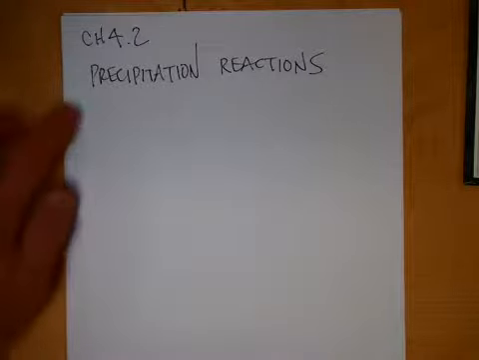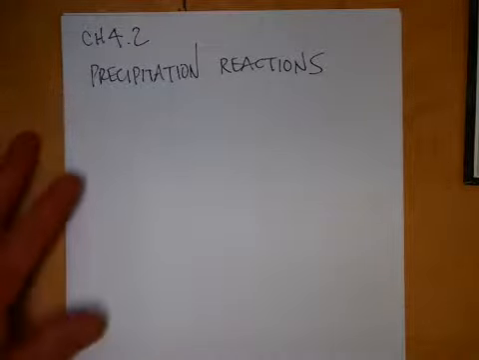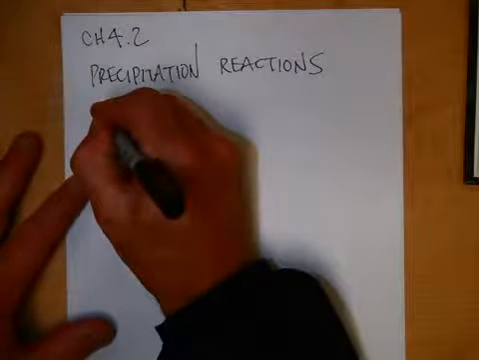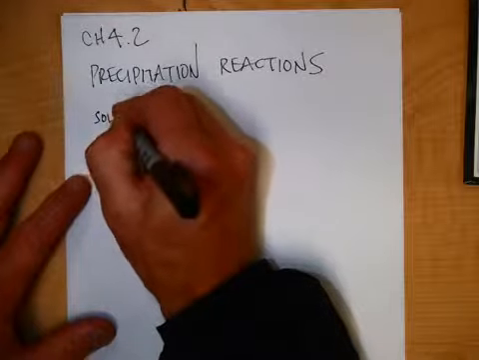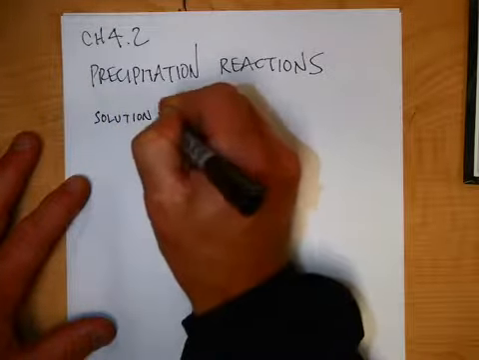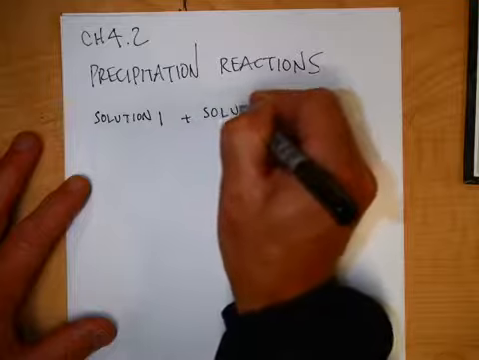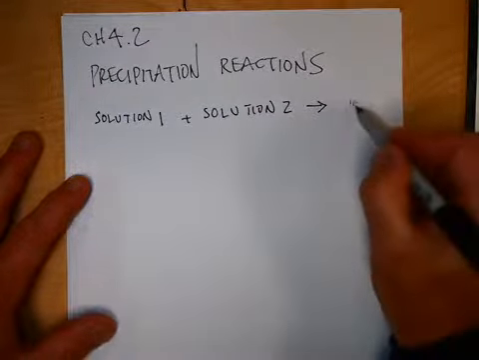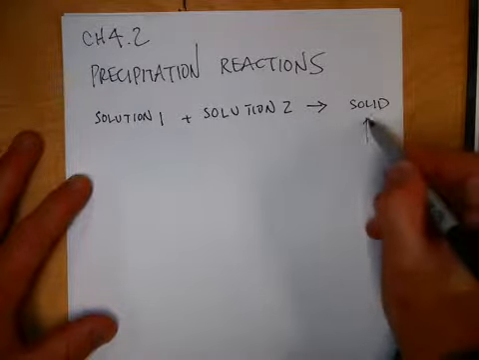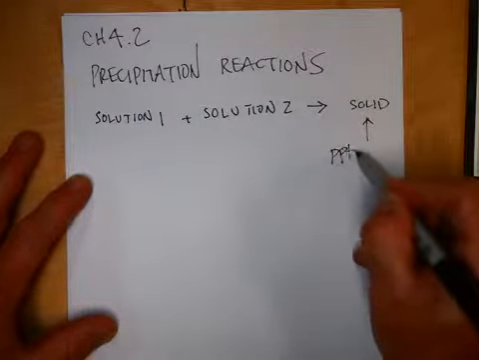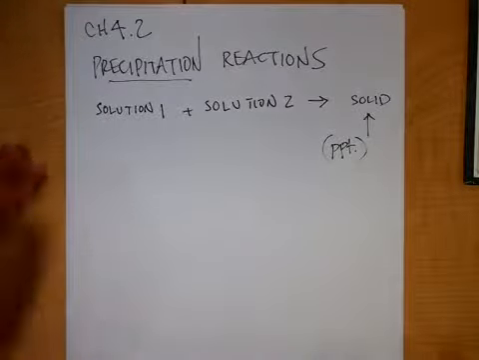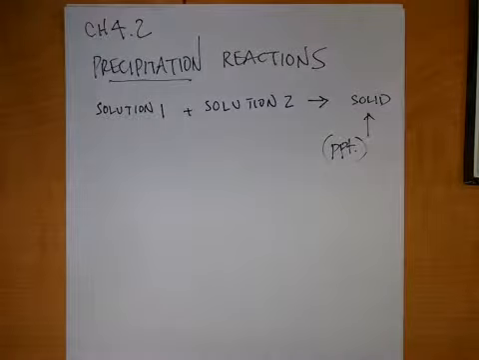This is section 4.2, precipitation reactions. Precipitation reactions are reactions where two solutions are mixed together and they'll make a solid. The solid has a fancy name. It's called a precipitate, or PPT. A precipitate is a solid that forms when an insoluble substance, one that can't dissolve, forms.